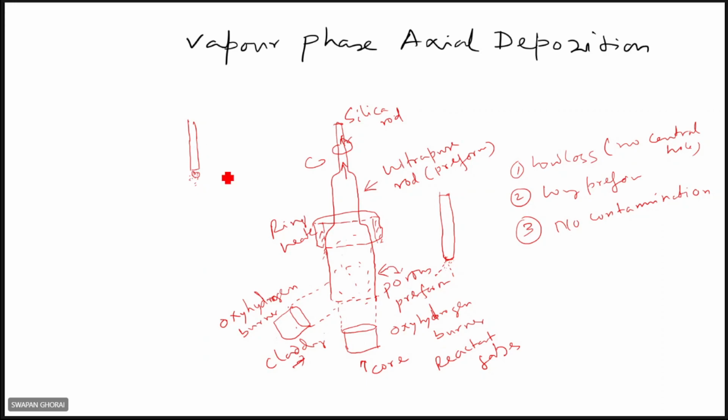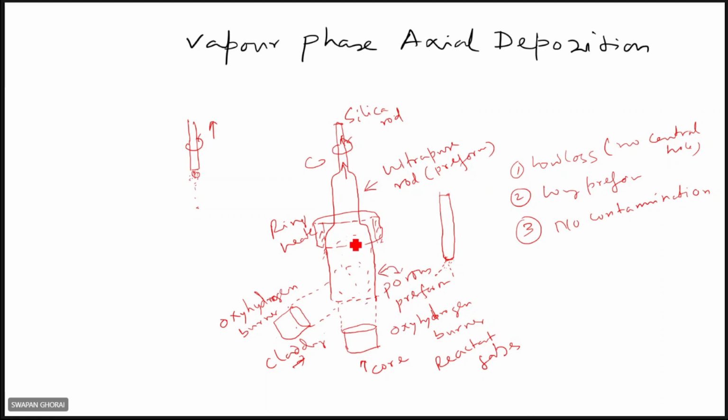and glass rod. And this glass material is rotated so that it can have circular symmetry, as well as it is moving upwards. That's what is shown here. It is moving upwards so that you can have a certain length of depositions. So this is where the deposition occurs.